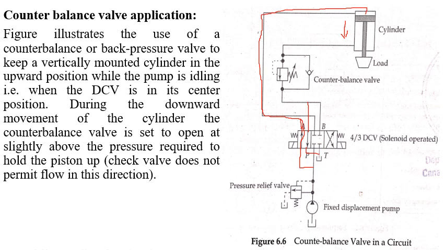It means the pressure setting on the counterbalance valve is set slightly higher than the pressure required to prevent the load from free falling. Keep on remembering, the pressure setting on the counterbalance valve is set slightly higher than the pressure required to prevent the load from free falling. Due to this back pressure in the rod end, the actuator piston is forced down and the load is lowered slowly without free fall due to gravity.